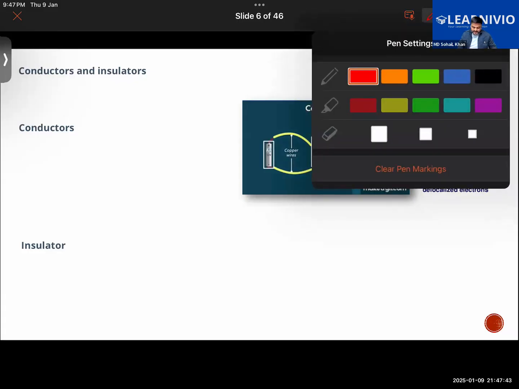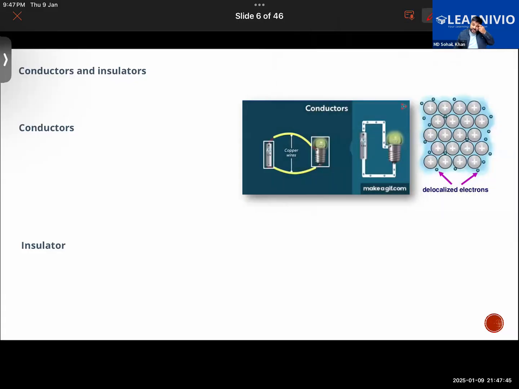Next, you have conductors and insulators. So you all know about this. I don't need to define this. You guys define what is a conductor. A conductor is a substance that allows electricity to pass through it. And what are insulators? Can you explain? The materials which do not allow electric current to pass through. Right. So those are insulators. Good.